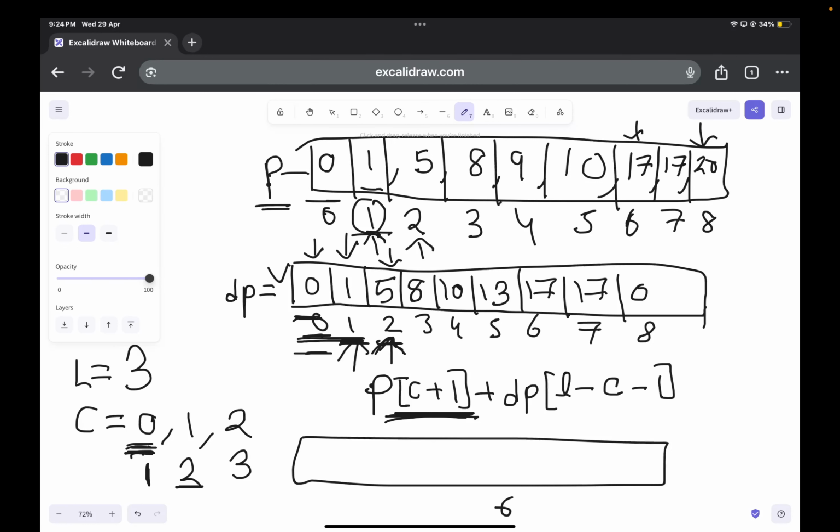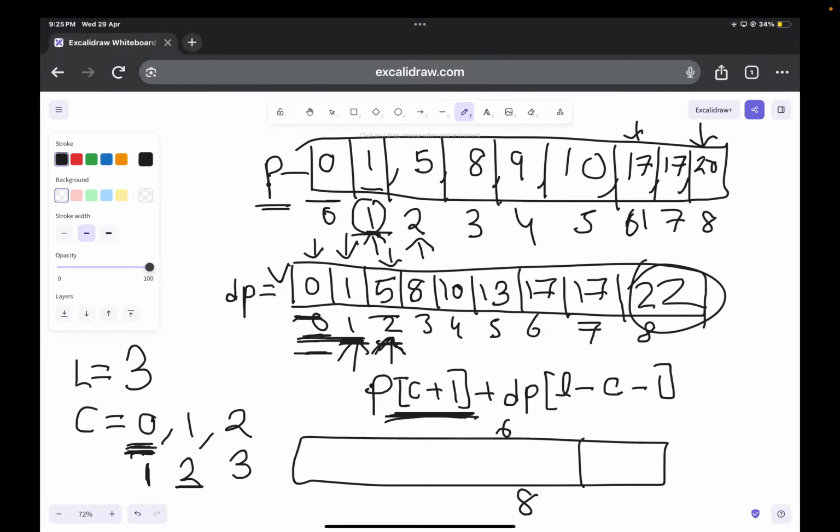And now for 18, 8, you will get 22. So you will check this, and you will cut into 6 and 2. Now you will check what is the price of 6. 6 price is 17, and 2 price is 5. So 5 plus 17 is 22. So at last you will find the answer here.